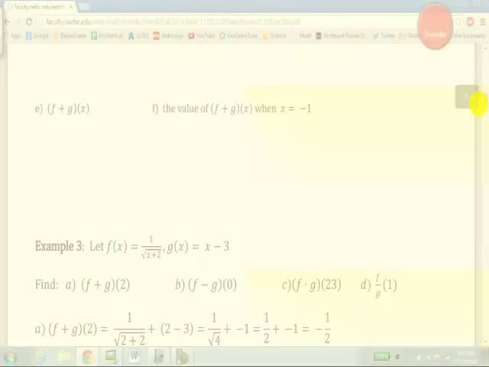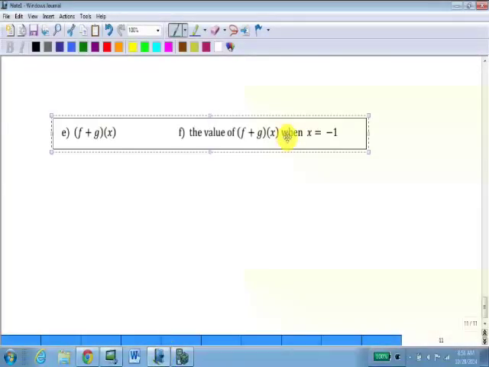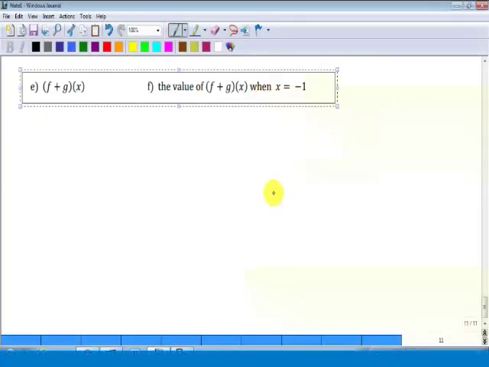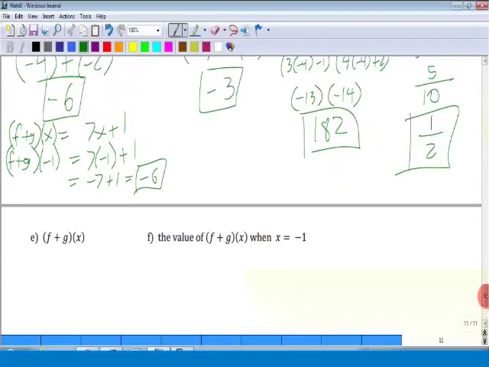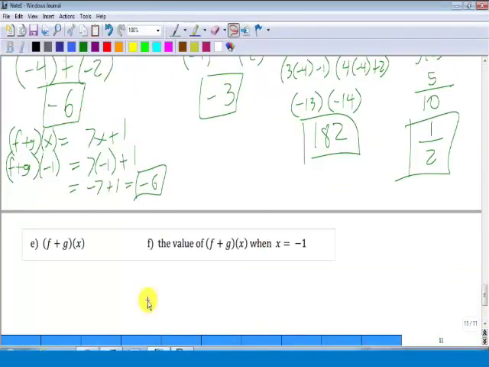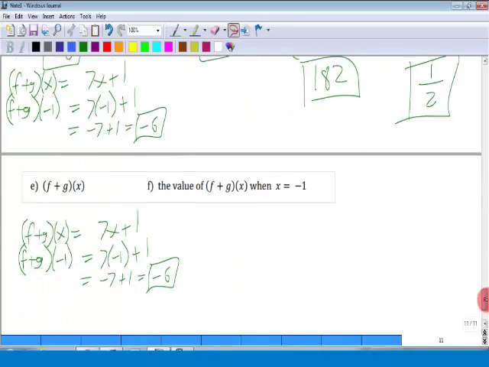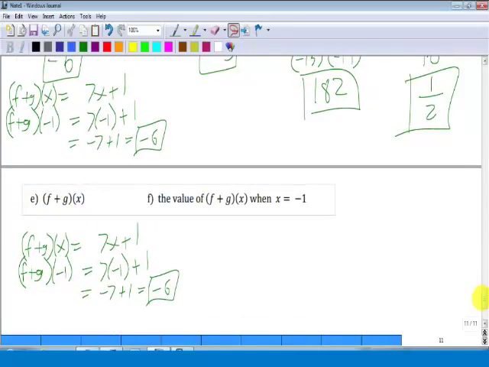The e part. f plus g of x. I think I did that, didn't I? I sure did. There it is. f plus g of x. So that's done, and in fact, I did more than that. f plus g of x is 7x plus 1. I just applied it to negative 1.